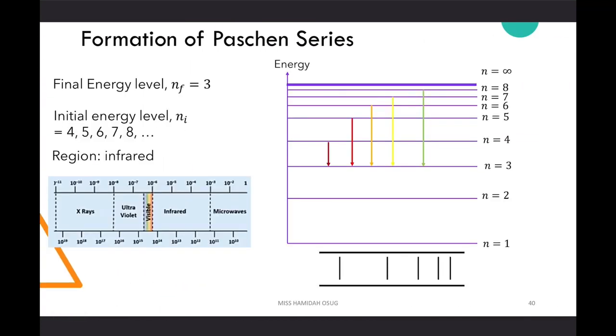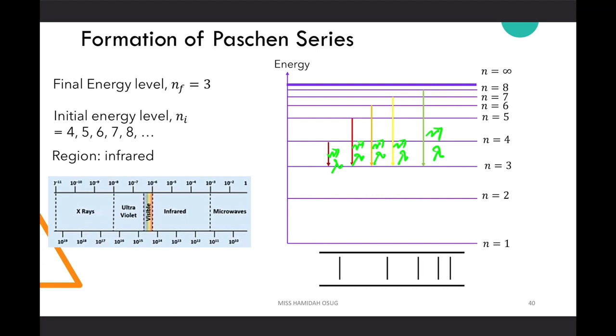Seterusnya untuk Paschen series. So untuk Paschen series, the final energy level would be n equals to 3, yang mana initial energy level dia mula daripada 4, 5, 6 dan seterusnya. So every drop of electron will be to n equals to 3. Dan bila dia drop, it will emit energy in the form of photon, in which this photon will have specific wavelength. Okay, so specific wavelength can be seen on the line spectrum.